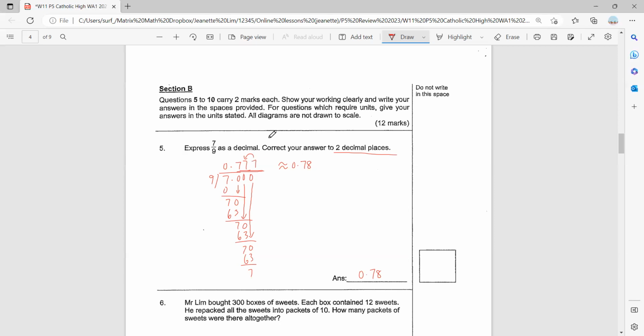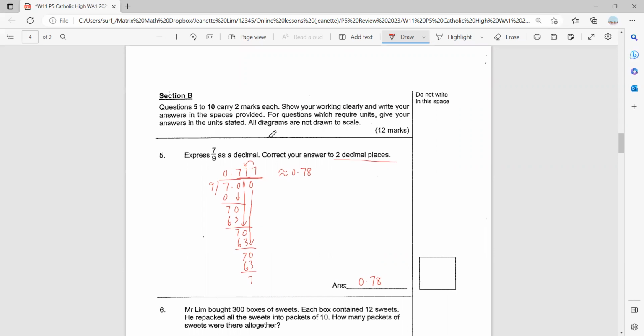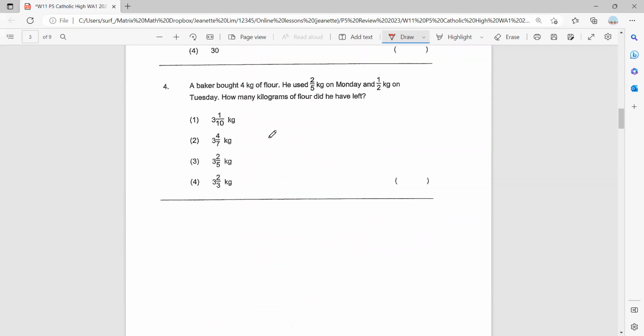Okay. Next, I go through 2 more questions. Okay, MCQ one. Question 4. A baker bought 4 kg of flour. He used 2/5 kg on Monday and half kg on Tuesday. How many kilograms of flour did he have left? Right, it's supposed to find what is left.